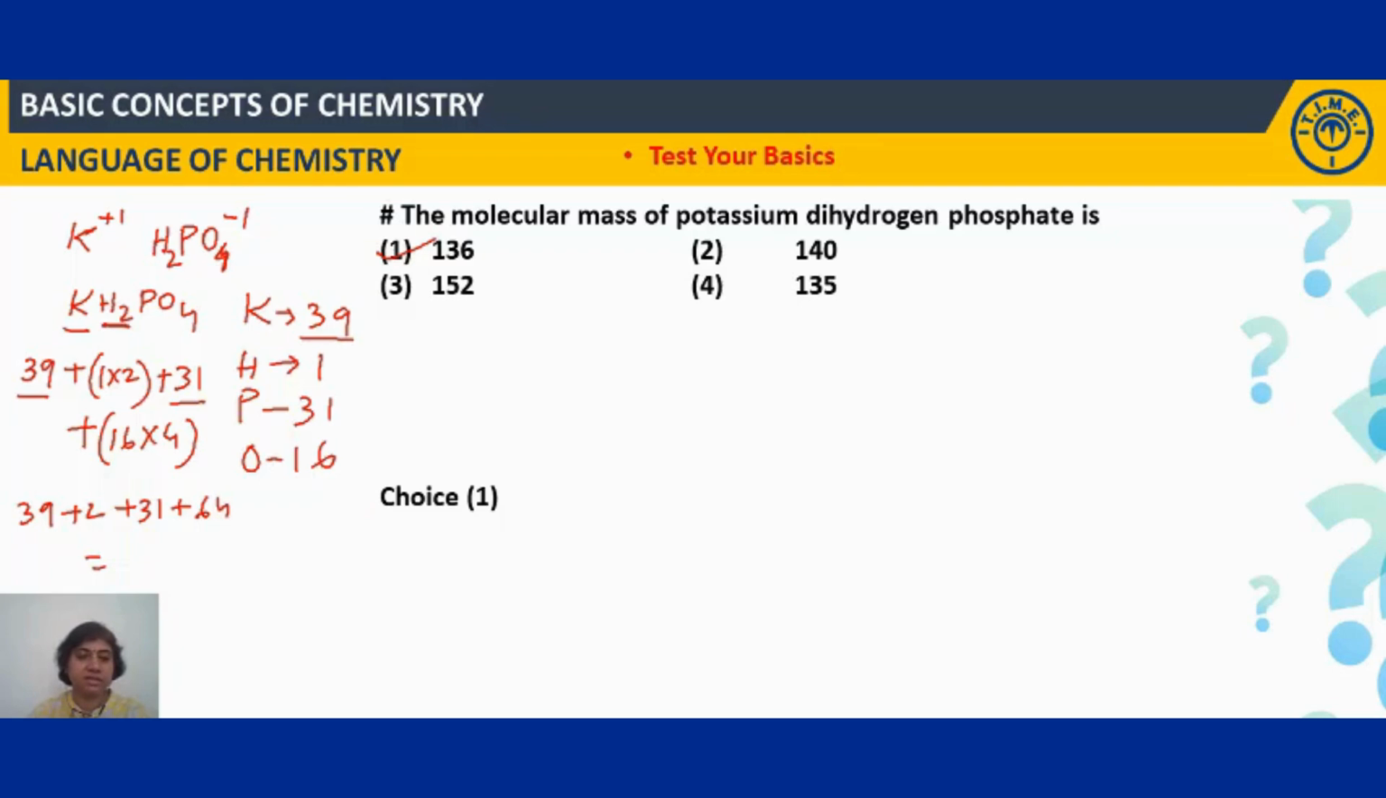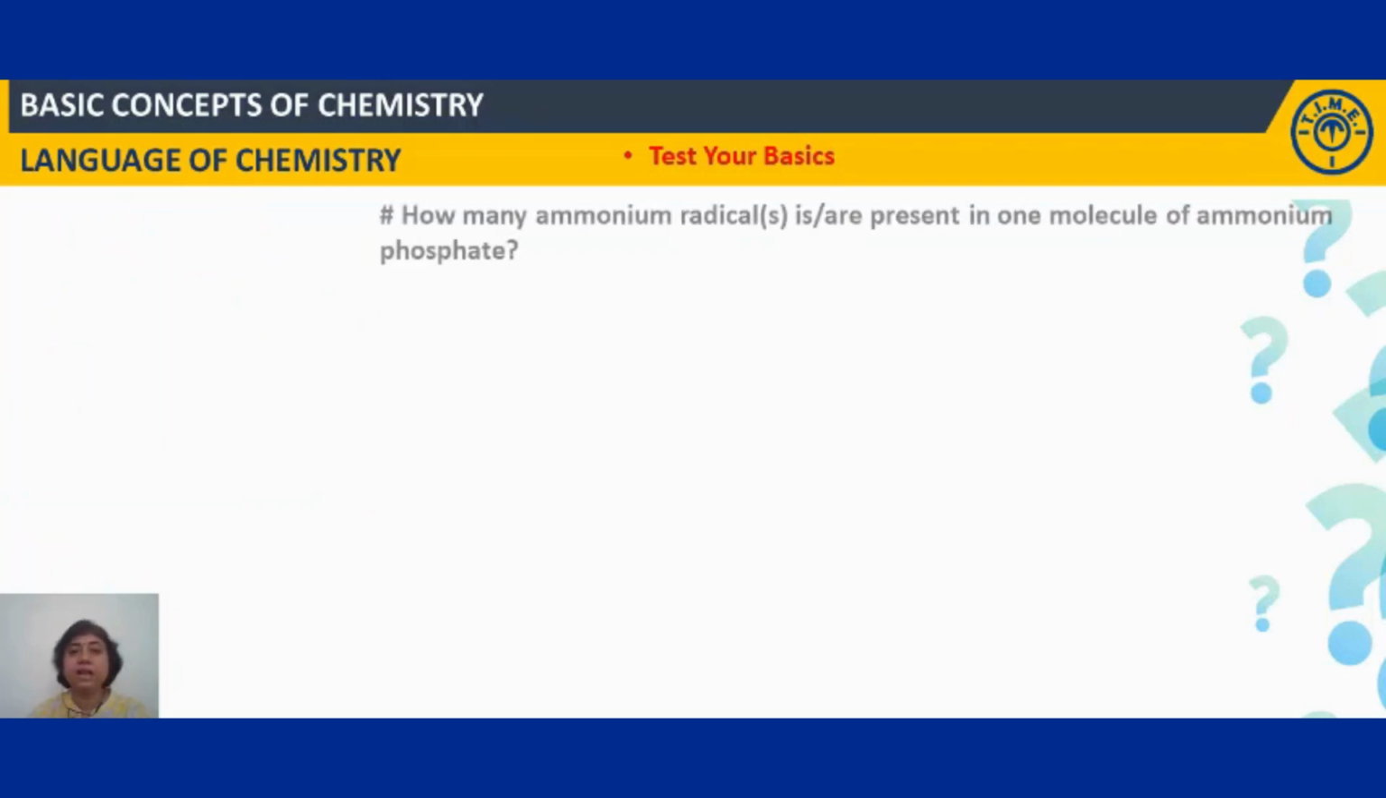Let's see. How many ammonium radicals are present in one molecule of ammonium phosphate? Here also you know that you have to write the formula of the compound first. Then we will see the options. So when we are writing the formula, we have to know the radicals. What are the radicals here? The positive radical is ammonium, so it is NH4 plus. Phosphate, PO4 minus 3. Many times we have discussed.